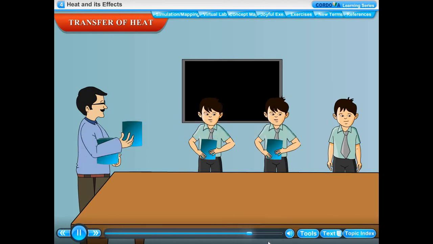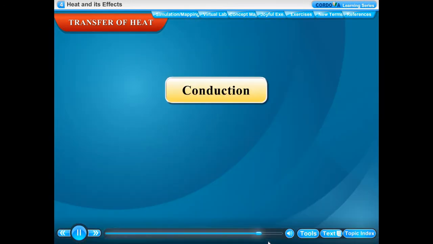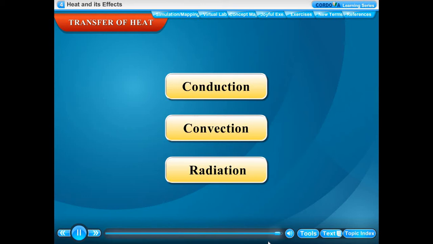In nature, there are 3 distinct ways in which heat is transferred: conduction, convection, and radiation. Let us study these 3 modes of heat transfer in detail.